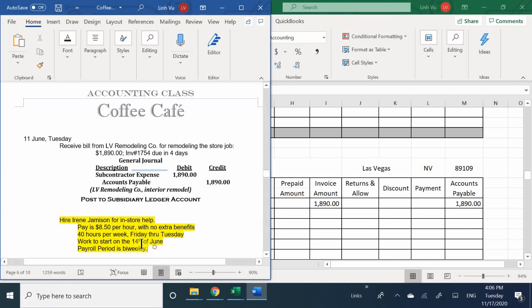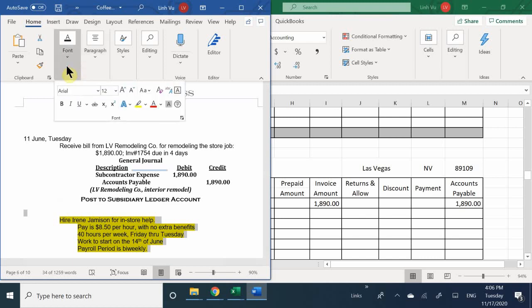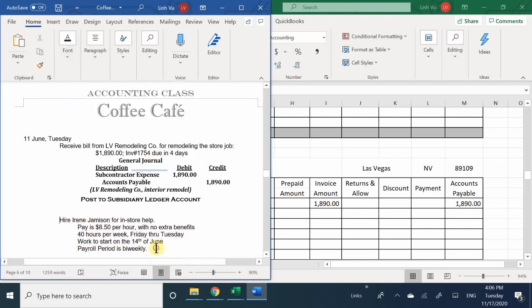We hire in-store help, Irene Jameson, and we are gonna pay her $8.50 per hour with no extra benefits. She's gonna work 40 hours a week, Friday through Tuesday, and she is scheduled to start work on the 14th of June, and she will be paid bi-weekly.